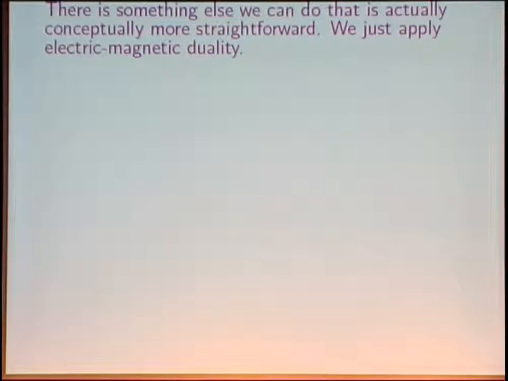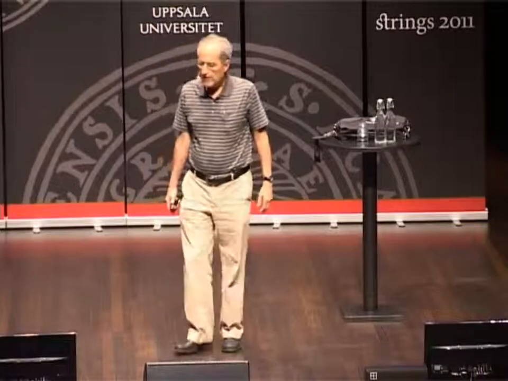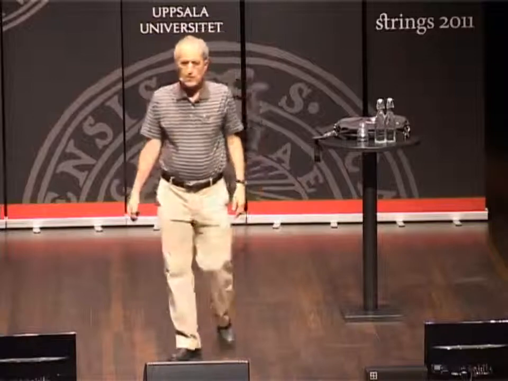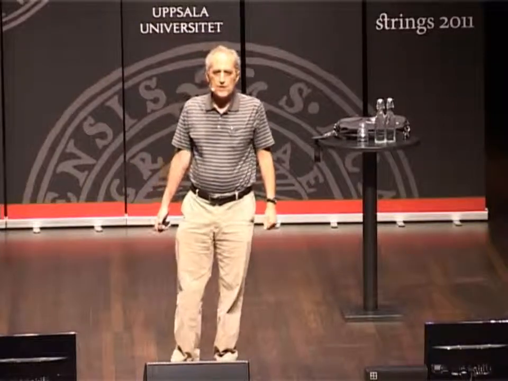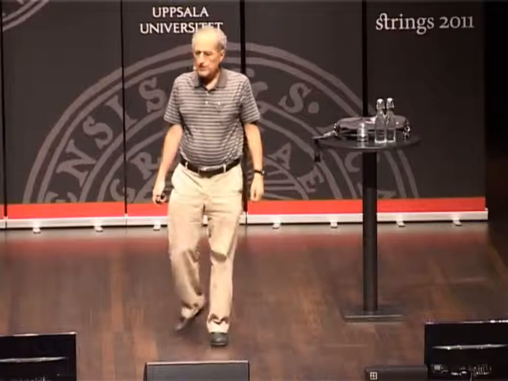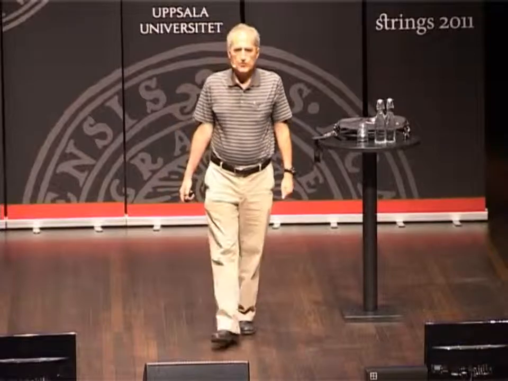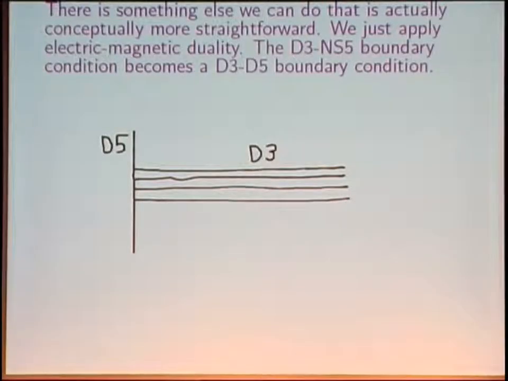Instead of explaining either of those things, we're going to discuss something else that's conceptually more straightforward. Once we get to 4 dimensions with N equals 4 super Yang-Mills, we can apply electric-magnetic duality. Electric-magnetic duality maps the D3 branes to D3 branes, but it turns the NS5 branes into D5 branes. So the D3-NS5 boundary condition becomes a D3-D5 boundary condition, as I've schematically indicated with this picture. The same picture as before, except the D3 branes are now ending on a D5 brane instead of NS5.